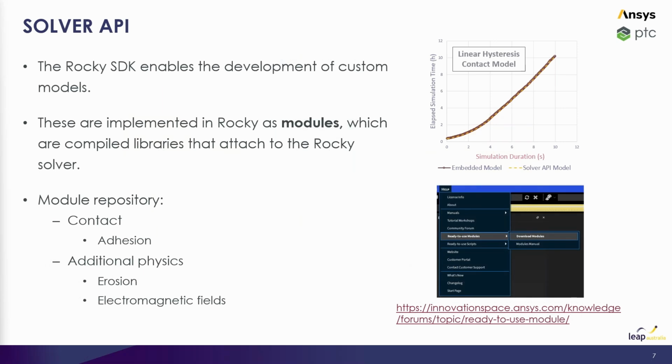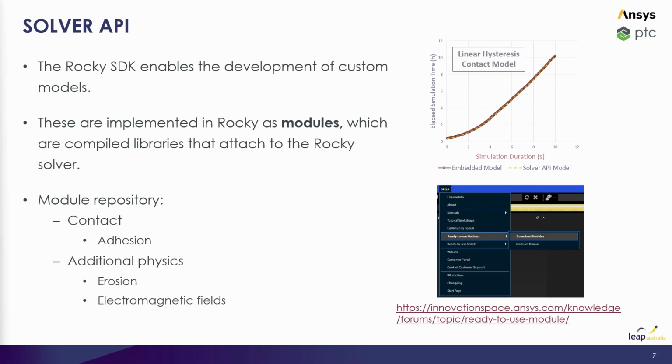We can use the Solver API through the Rocky Software Development Kit, or the SDK. And we can use this to create our custom models. And these are implemented in Rocky as what we call modules, which are basically compiled libraries which attach to the Rocky solver. Through this, we could implement our own custom adhesion model, for example, introduce maybe some new physics into the simulation. We could consider something like radiative heat transfer maybe, or use carefully defined contact and maybe motion-based conditions to speed up simulations. And we'll actually look at an example of this shortly.